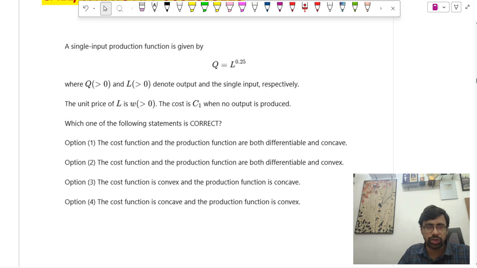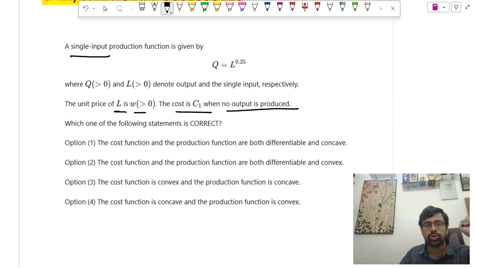A single input production function is given, q equal to L to the power 0.25, where q is greater than 0 and L is greater than 0, denoting the output and the single input respectively, and the unit price of L is W and the cost is C1 when no output is produced. Which one of the following statements is correct? Options 1, 2, 3 are about the cost function and all. Let's just come to the question first.